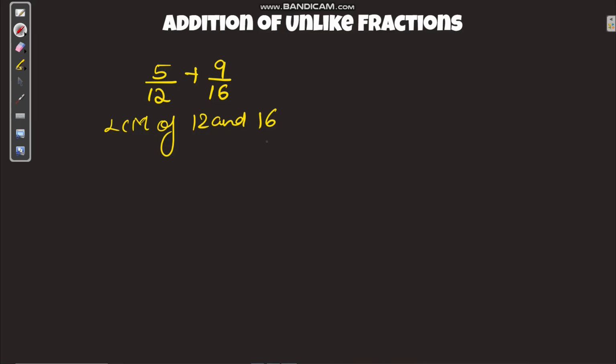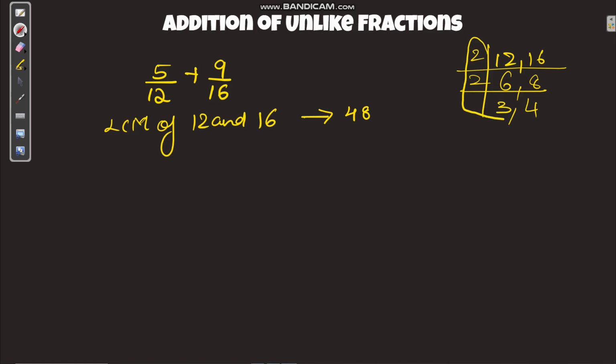So 12, 16 tables, if you take 16, 32, 48. So 48 is the LCM over here. If you want to find LCM using the common division method, you can do that. That is 12 and 16. You have to divide it till you cannot divide two numbers. So let's take 2, 6 and then 8, 2, 3 and then over here 4. Now I cannot divide anything. So then you just multiply whatever is in this L shape. So you will get 2 into 2 into 3 into 4. You can notice 2 into 2 is 4, into 3 is 12, 12 into 4 is 48.